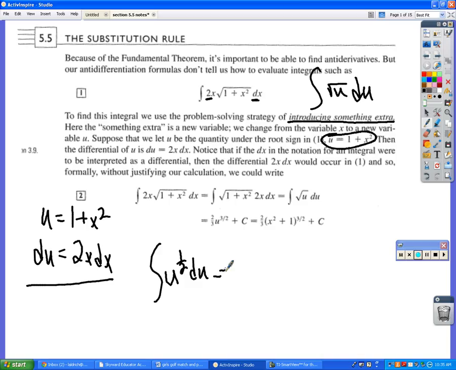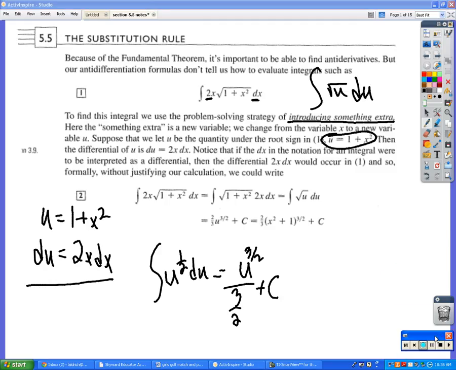Okay. What's the antiderivative of u to the 1/2? We add 1 to the exponent, so that gives us u to the 3/2 over 3/2. This is an indefinite integral, so we need to add a c onto there. So the antiderivative of u to the 1/2 du is u to the 3/2 over 3/2, and the integral equals that.